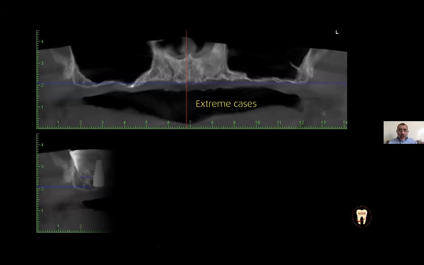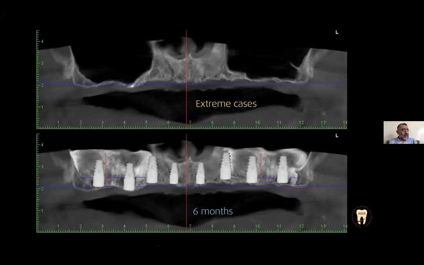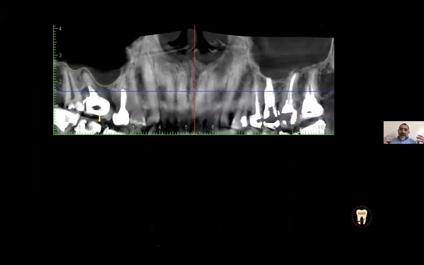So you fill your sinuses, and you have to wait 6 months before placing your implant. So let's see now a few cases for this HPISE technique and rehabilitation.